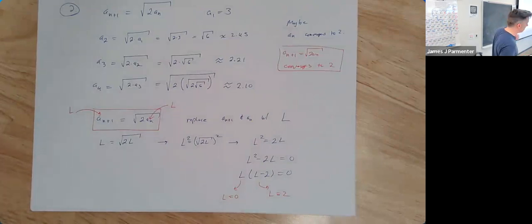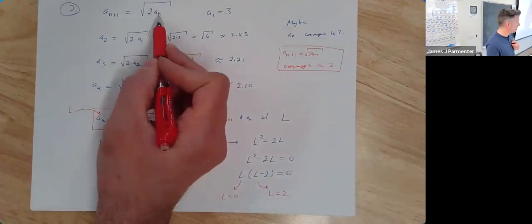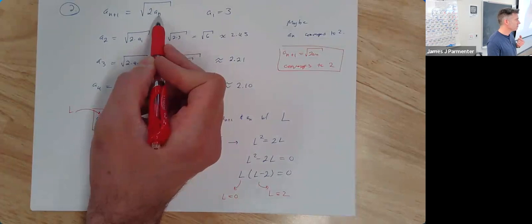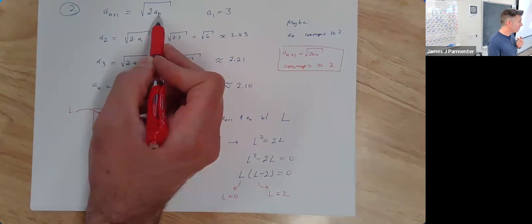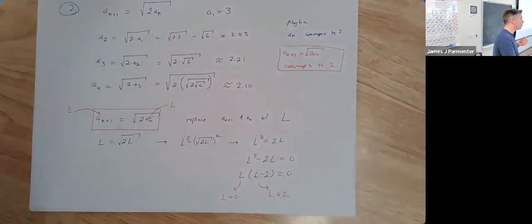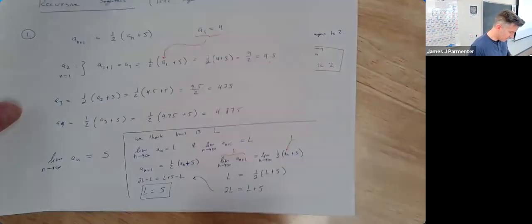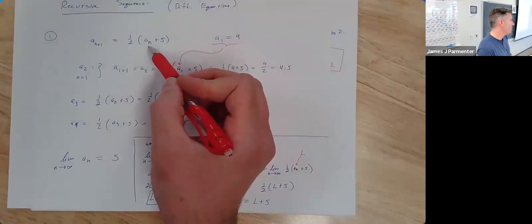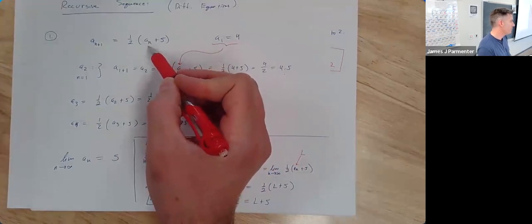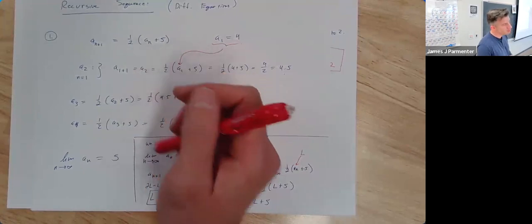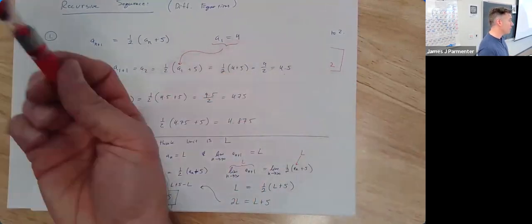Because if you plug in 2, let me ask you, what do we get back? What's 2 times 2? What's the square root of 4? So if we plug in 2, we get 2 back. What if we plugged in 0? What's 2 times 0? What's the square root of 0? If you plug in 0, you get 0 back. The same thing is true in this previous example. If I plugged in 5, what's 5 plus 5? What's 1/2 of 10? We get 5 back. So what you're doing when you do this process is you're finding fixed points.